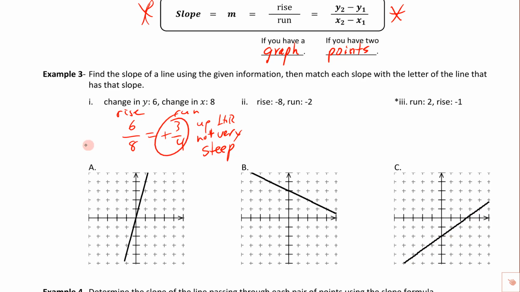So there's our answer for our slope, and there's our answer for which graph it is. So we're going to match it up with C. I'm going to make that look just a little bit better. 3/4, and we'll put a plus right there. Okay, let's take a look at the next one.